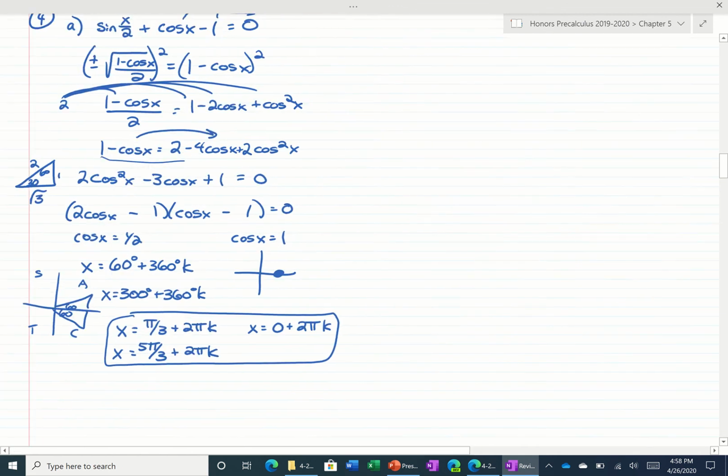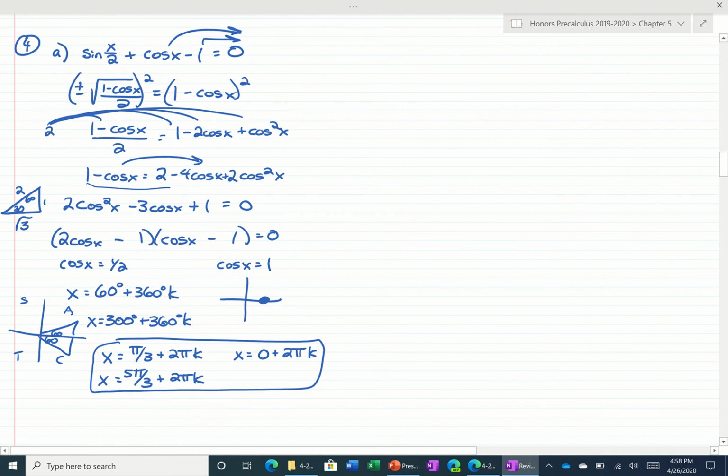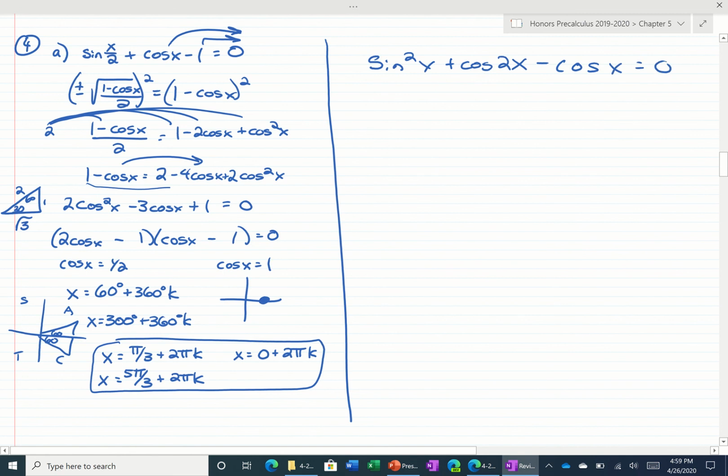All right, so we have one more to go here. Let's do the last one. It says sine squared of x plus the cosine of 2x minus the cosine of x. Now, it'd be a good idea to get all the same trig functions. So I see cosine here. I'm not going to be able to make that into sine. So let's go ahead and if sine squared plus cosine squared is 1, then sine squared would be 1 minus cosine squared.